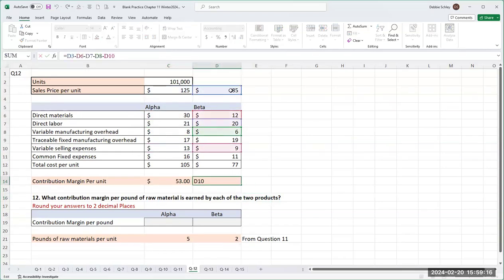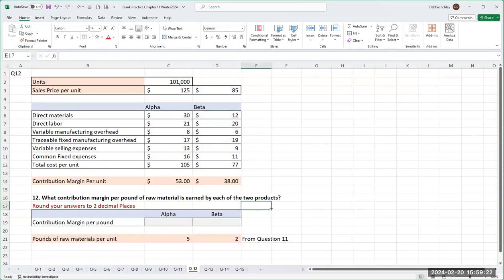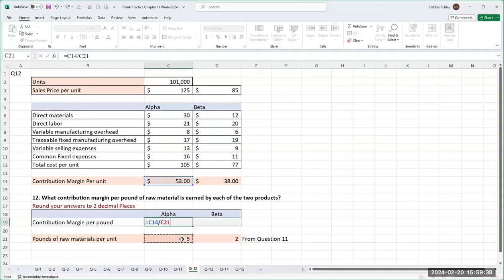Same with beta, the selling price minus the variable cost. So not the fixed cost, just the variable. So there's my contribution margin per unit, but they want to know what is the contribution margin per pound. So for alpha, I will take that contribution margin and divide it by the number of pounds it takes to make alpha to get $10.60 per pound contribution margin.